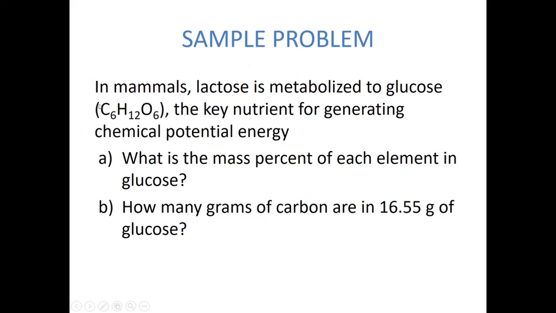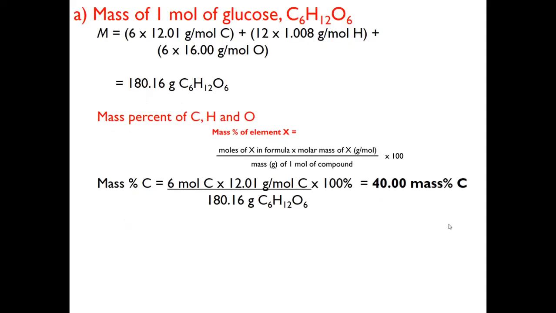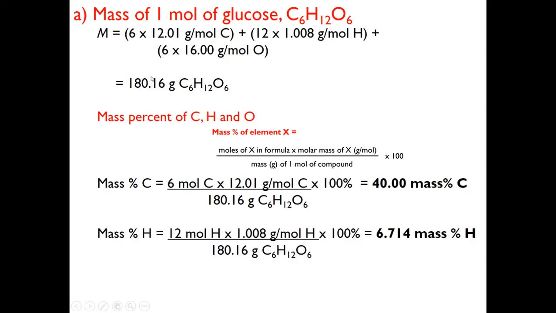In this question, it states that in mammals, lactose is metabolized to glucose, C6H12O6, the key nutrient for generating chemical potential energy. A: What is the mass percent of each element in the glucose? And B: how many grams of carbon are in 16.55 gram of glucose?